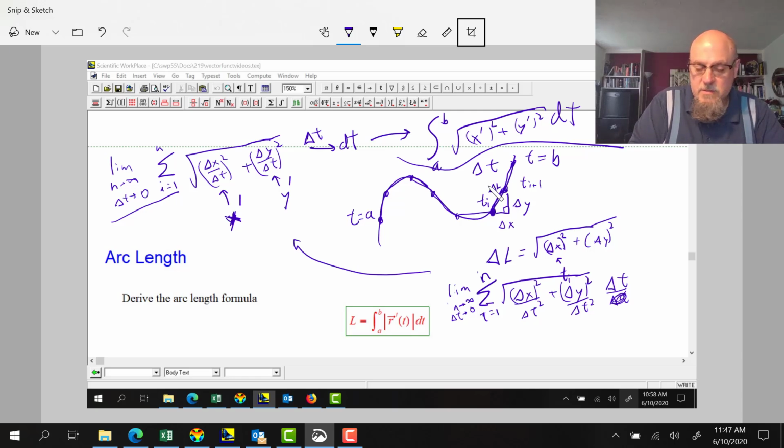Now, as I've got the dimension that's going to 0, that's the change in time, the delta t, that morphs into the dt. There's my integral. But let's take a look at this. What's this square root of x prime squared plus y prime squared? Oh, and if there was a 3D, there would be a plus z prime squared.